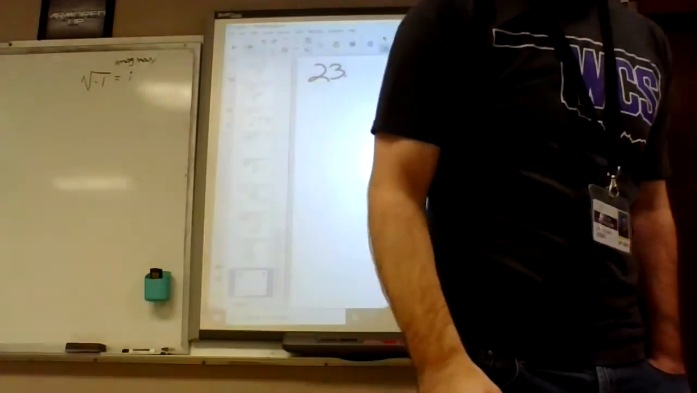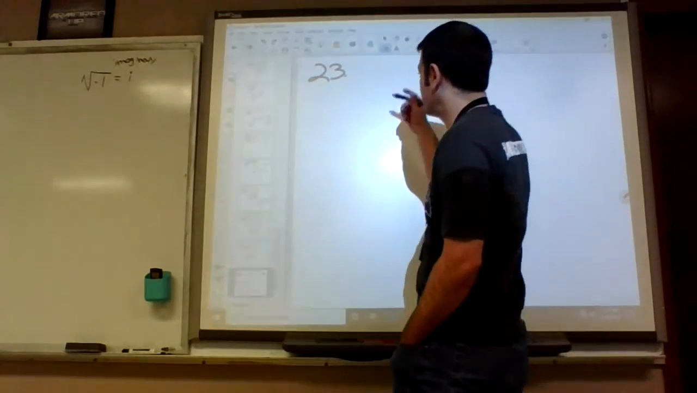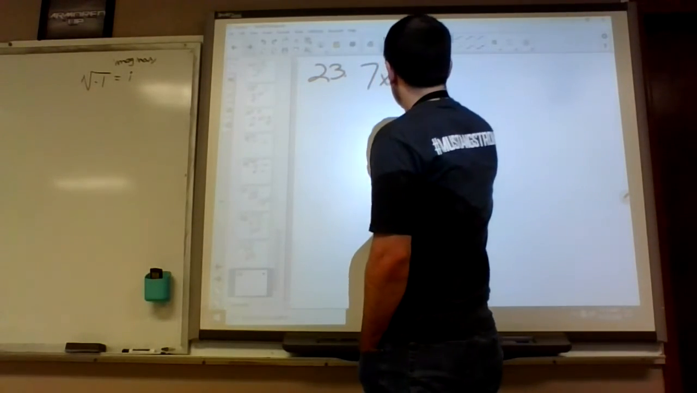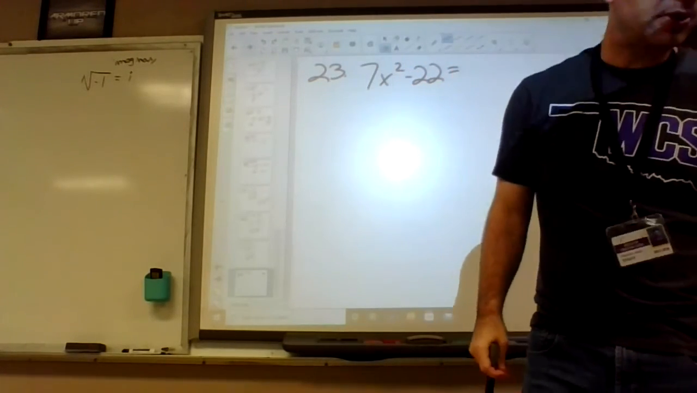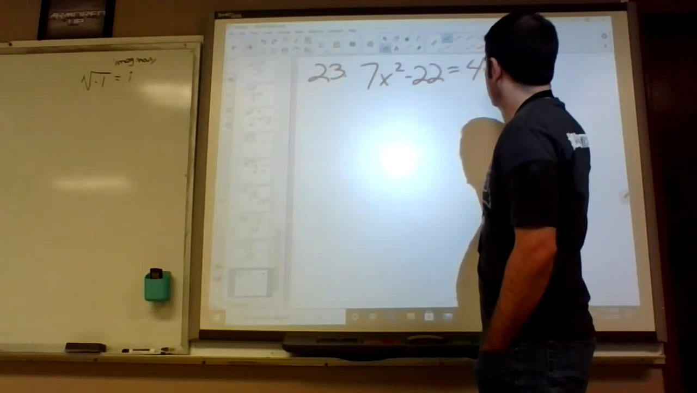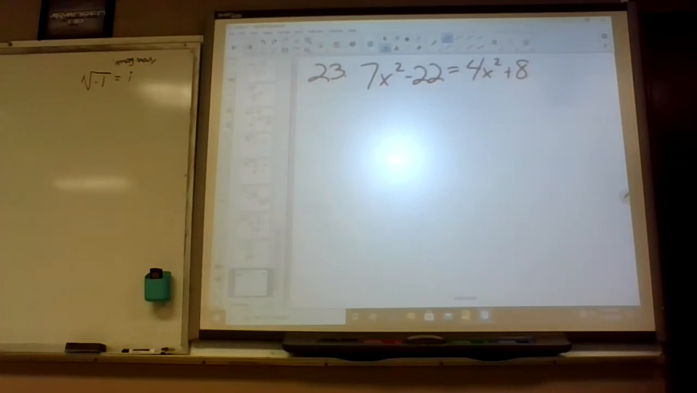Okay, 23. 7x squared minus 22 equals 4x squared plus 8. Alright, got x squareds all over the place. What do you guys think? Wesley, what do you think?